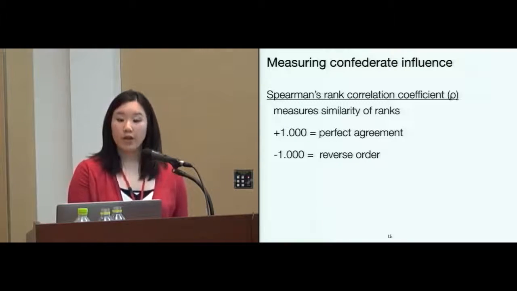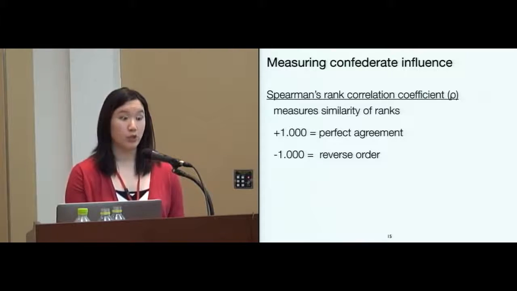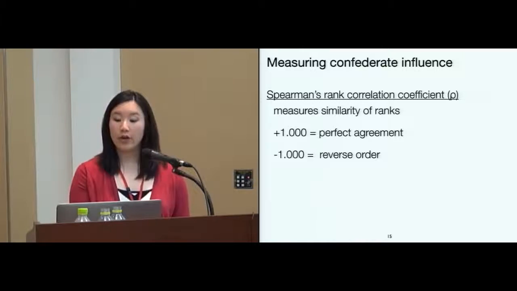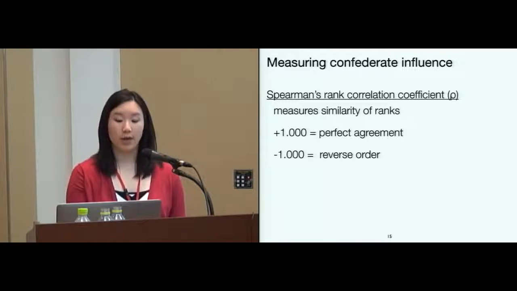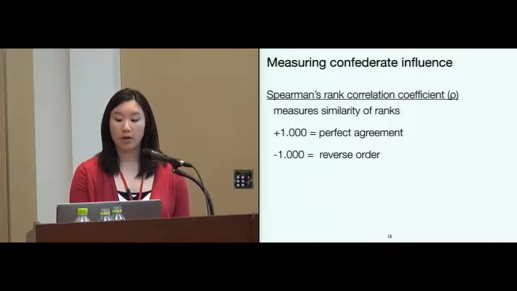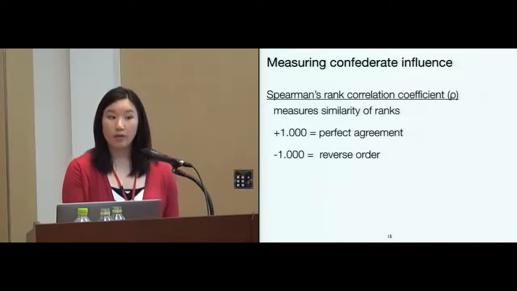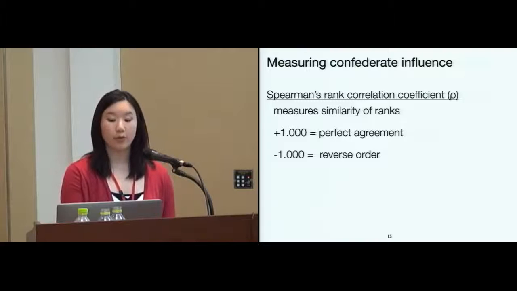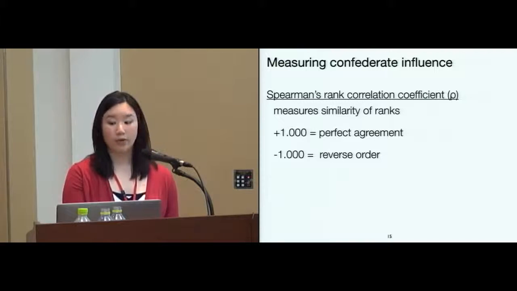So to measure Confederate influence, we calculated Spearman's rho, which is a rank-ordered correlation that measures the similarity between 2 rankings. We used the Confederates' ranking and the participants' final ranking to calculate Spearman's rho. This measure quantifies how much participants changed their rankings to match that of the Confederates. Higher values of rho indicate that the Confederate was more influential, and lower values of rho indicate that the Confederate was less influential.